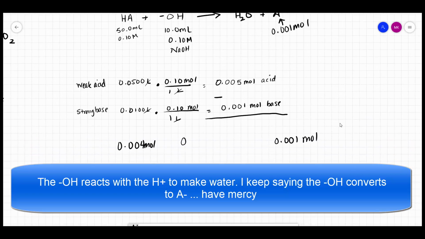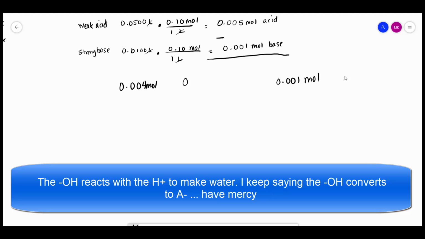Now, what are the concentrations here? Now we're going to treat it as a buffer. So now that my weak acid has reacted with my strong base, now I'm going to form a buffer reaction. So I have 0.004 moles of my acid left.